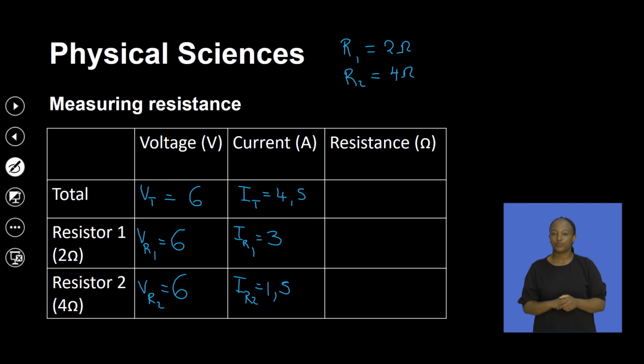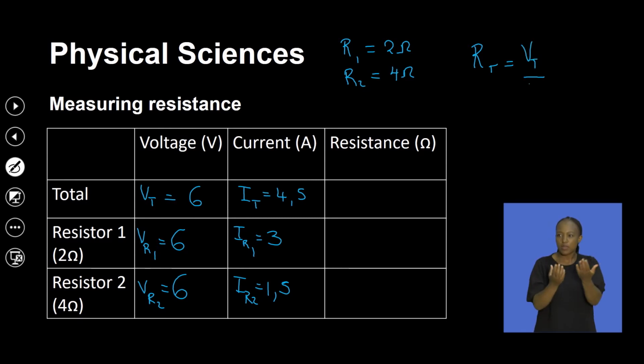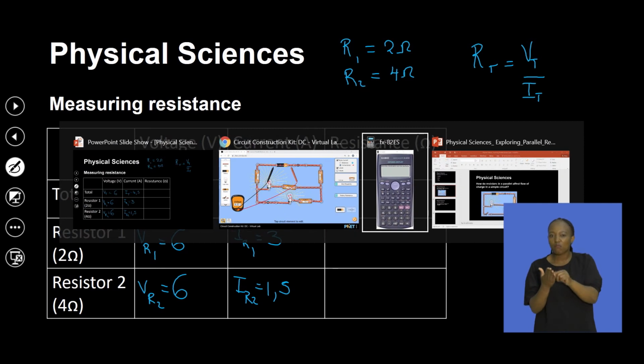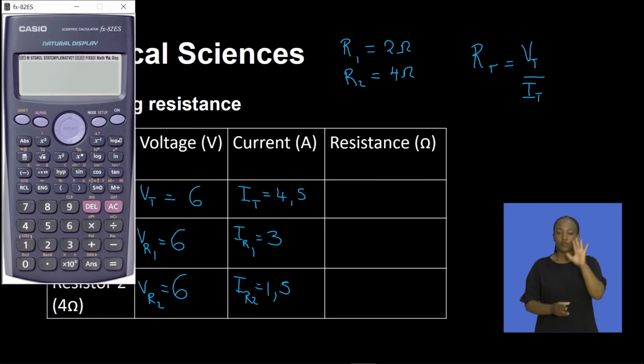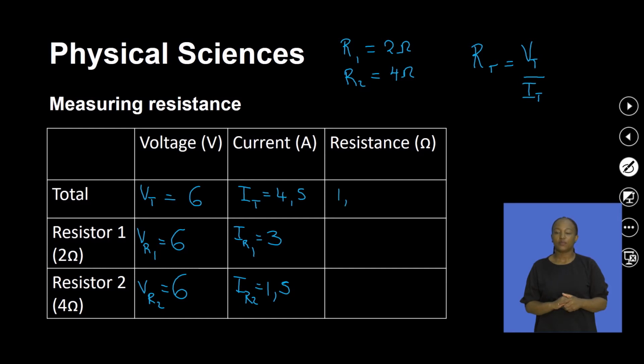Now, what do we know? We know that total resistance is equal to total voltage, which is the terminal potential difference, divided by the main current. So if we go to our calculator to verify that, our total voltage that we recorded is 6 volts. We'll divide 6 volts by the total current in the circuit, which is 4.5 amperes. That gives us 4 over 3, which as a decimal is 1.33 ohms.